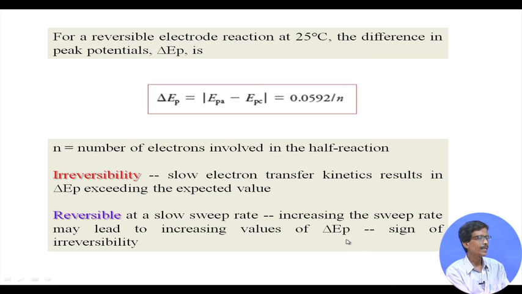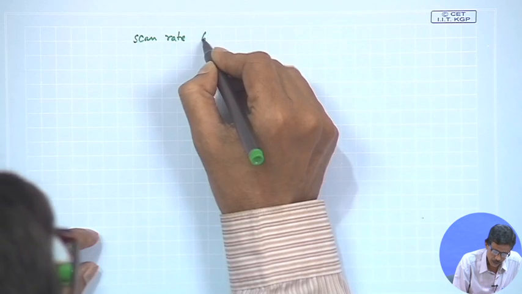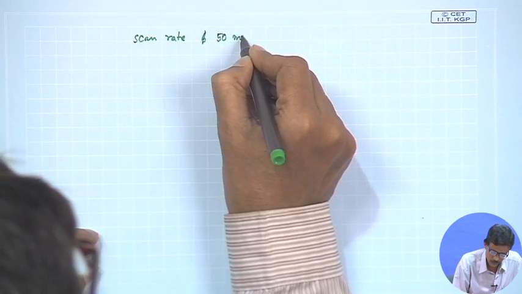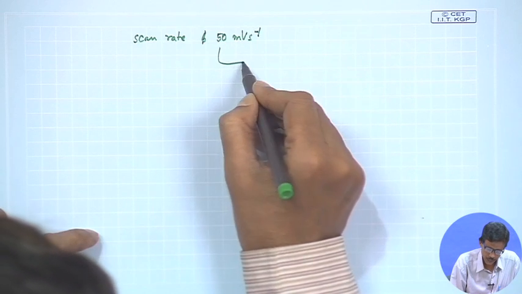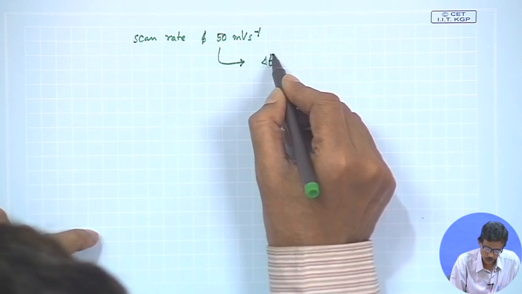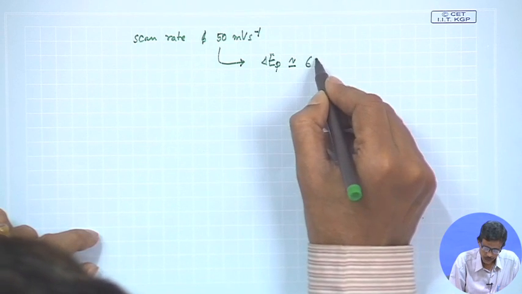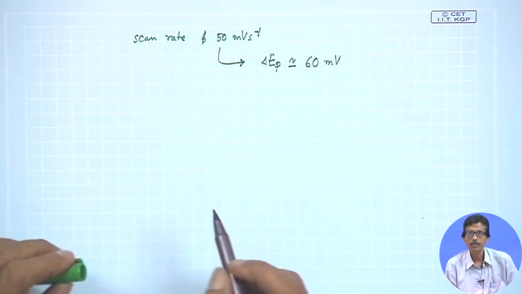At lower scan rate your delta EP can be less, but at higher scan rate your delta EP would be higher. To get a standard delta EP value, the 59.2 millivolt or roughly 60 millivolt we are talking about, we consider a scan rate of 50 millivolt per second. If you have a scan rate of 50 millivolt per second, we expect a corresponding delta EP value of 60 millivolt. So, this is basically a rule of thumb.